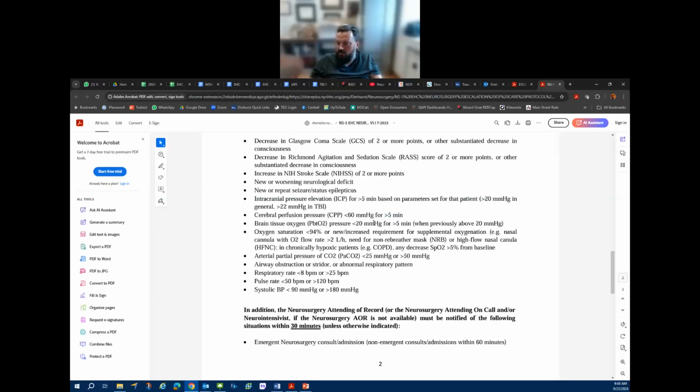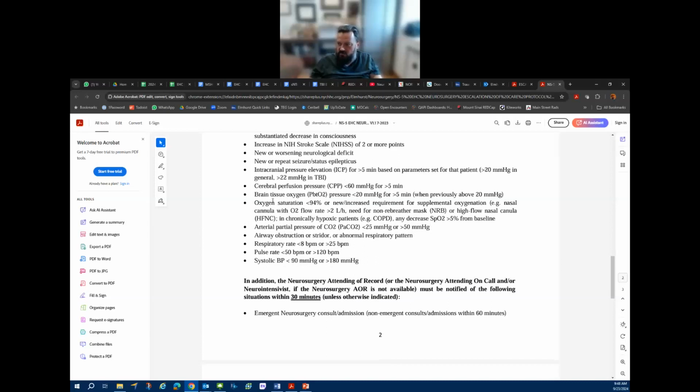A new brain tissue oxygen pressure of less than 20, when it was previously above 20 and now drops down to less than 20 for more than 5 minutes, that should be escalated as well. And then, obviously, other vital signs that are important. So if your oxygen saturation is below 94% when it wasn't before, or we have to increase the amount of oxygen supplementation we're giving a patient, so if they're on just nasal cannula and we have to escalate to a non-rebreather mask or high flow nasal cannula, those should be escalated as well.